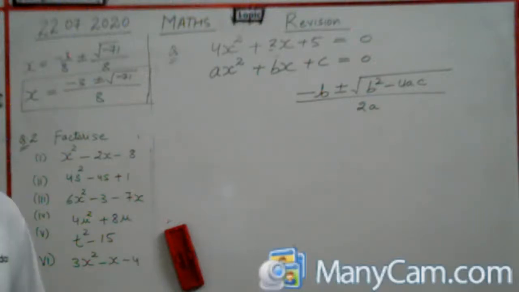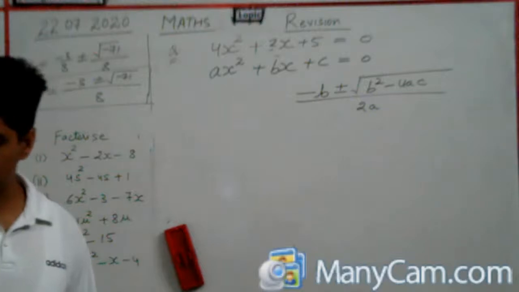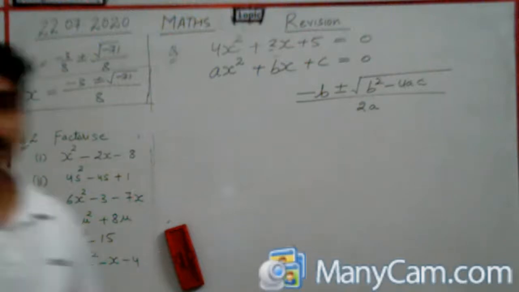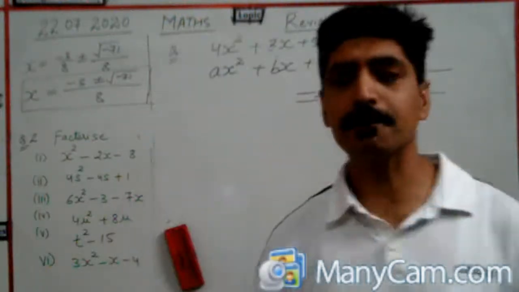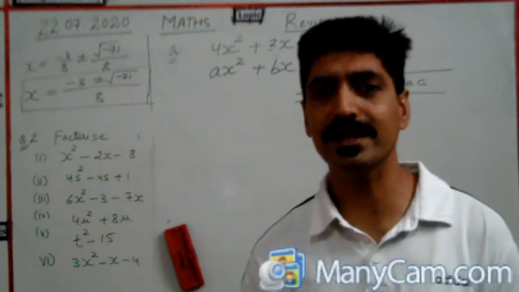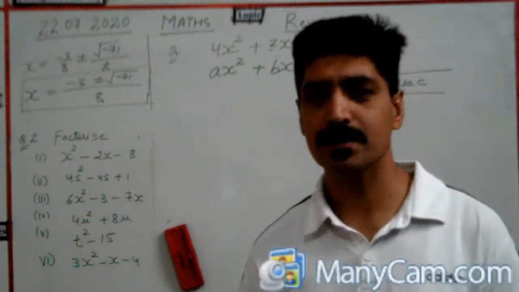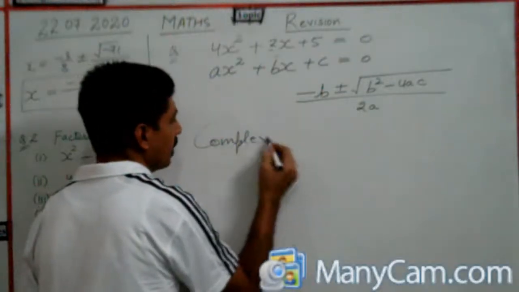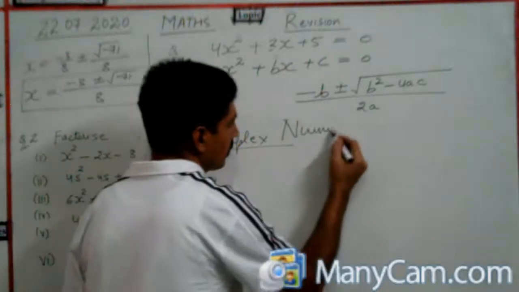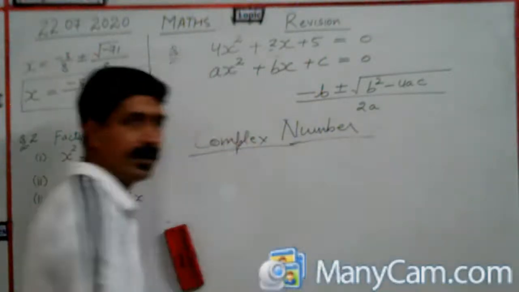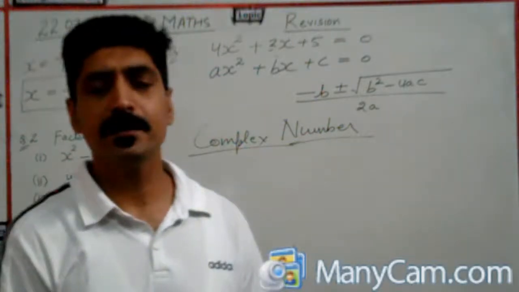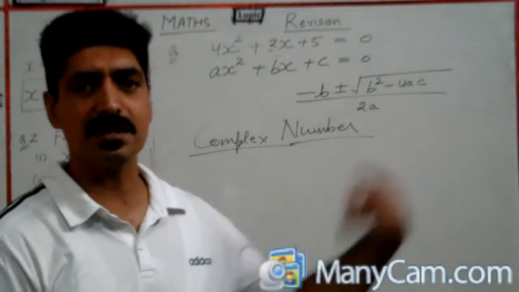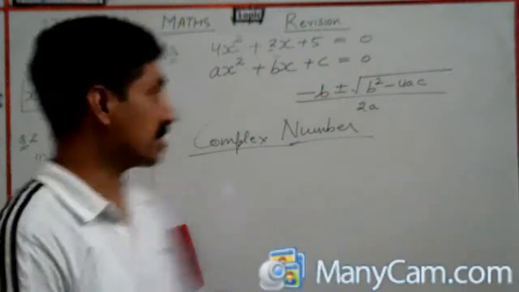Puneet is calling, wants to say something. Sir, how to get under root 17? My dear, I am saying this is not part of your syllabus. Under root of negative numbers are imaginary numbers, you can say complex numbers. You will study these in your higher classes. How to find it is a different concept, that iota. The imaginary number concept is totally different.